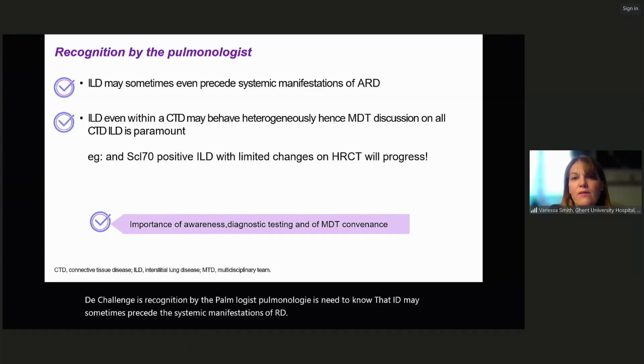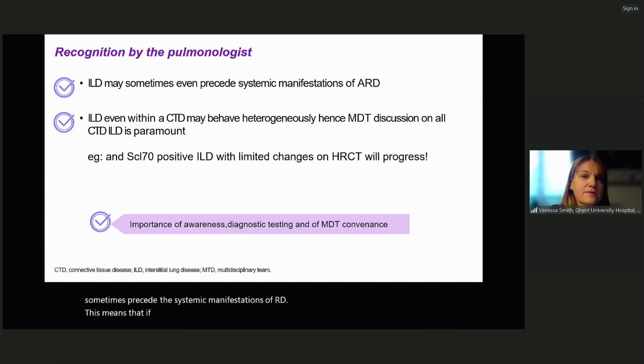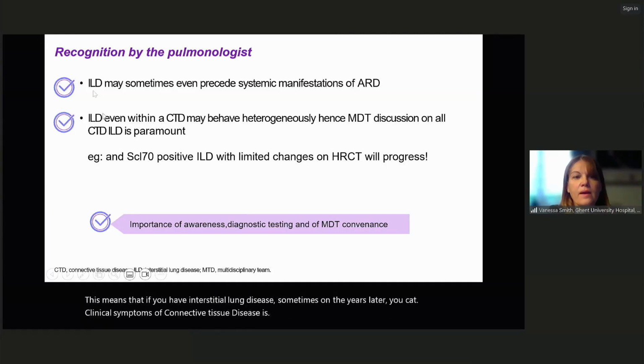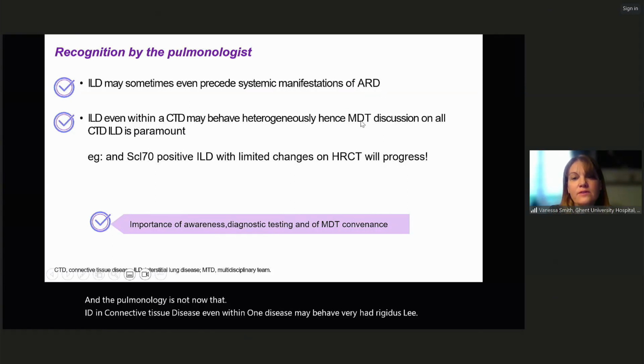This means that if you have interstitial lung disease, sometimes only years later you get clinical symptoms of a connective tissue disease. And the pulmonologists need to know that ILD and connective tissue disease, even within one disease, may behave very heterogeneously. And therefore it needs to be discussed at the MDT.